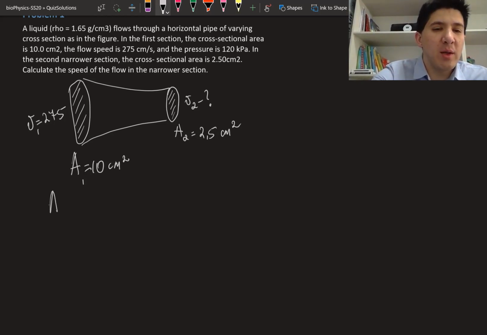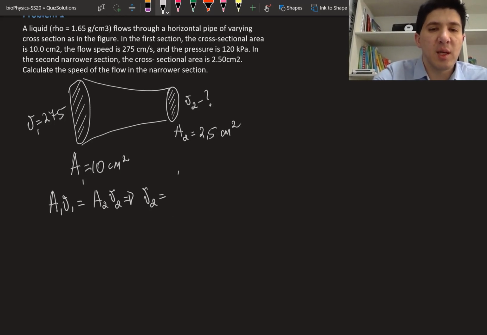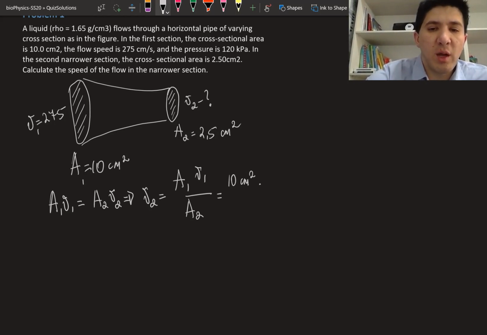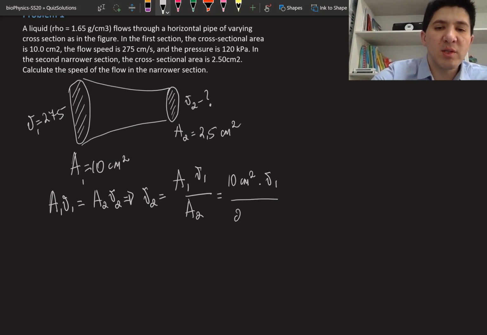We know that A1 times V1 is equal to A2 times V2. So from here, we can find that V2 is equal to A1 times V1 divided by A2. It's going to be equal to, let me write down A1, 10 square centimeters, times V1, let me not write the numerical value for velocity 1 yet, divided by the second cross-sectional area, 2.5 square centimeters. If you divide 10 by 2.5, it's going to be 4 times V1. You see, the second velocity is going to be 4 times bigger than the first velocity.